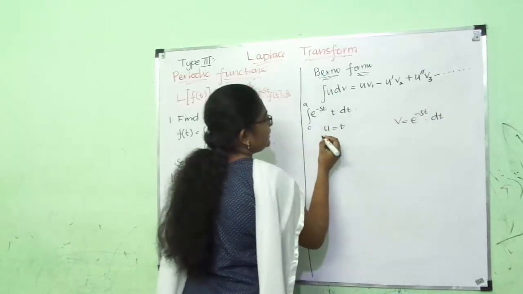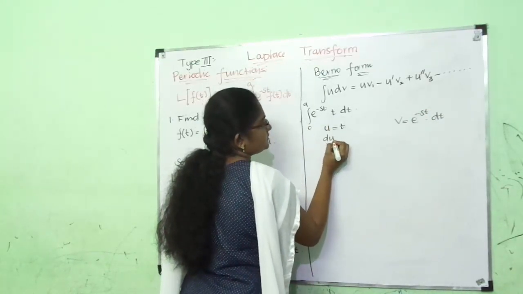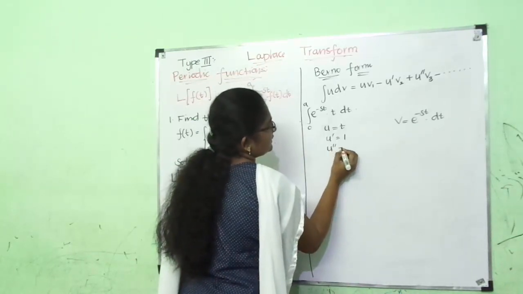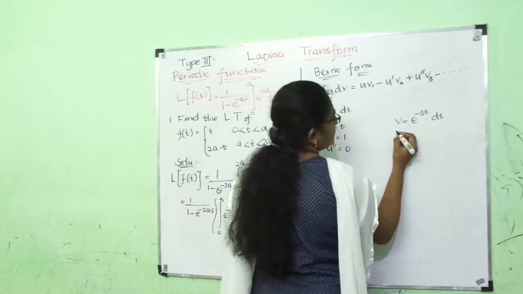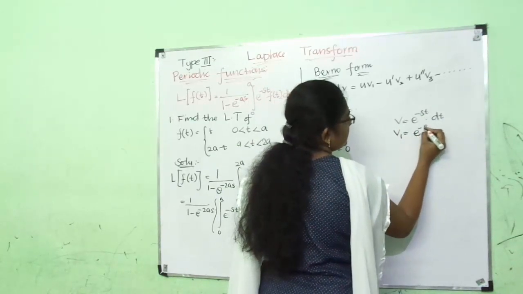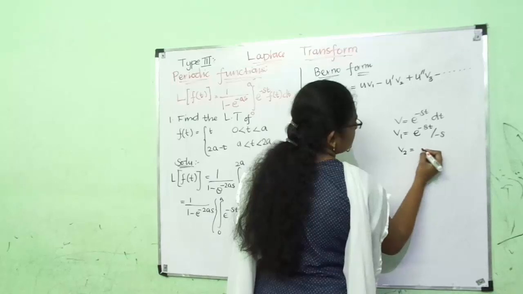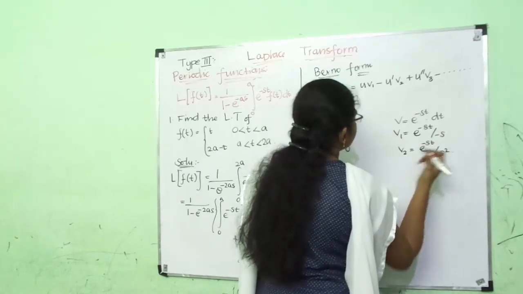Here u, while differentiating u, we will get 1, and again if you differentiate you will get 1 will become 0. The next step, here while integrating v1 we will get e power minus st by minus s. Again if you integrate this you will get e power minus st by s square.